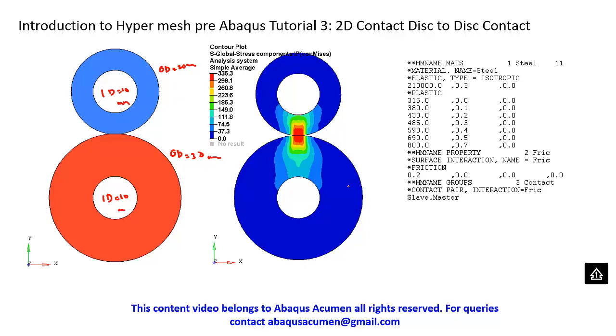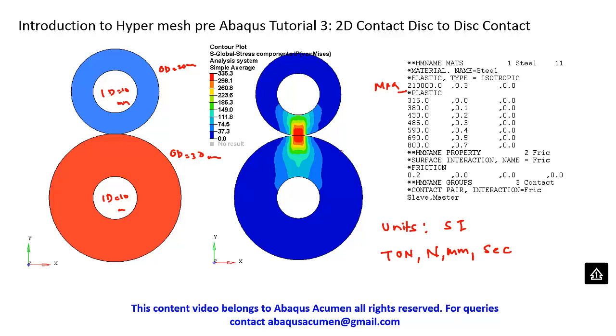The units which we are going to follow are SI units. So mass will be in ton, force will be in Newton, geometry and displacement in millimeter, and time will be in second. If you see the material property, this is all in MPa. So you have modulus of elasticity and then you have plasticity data.